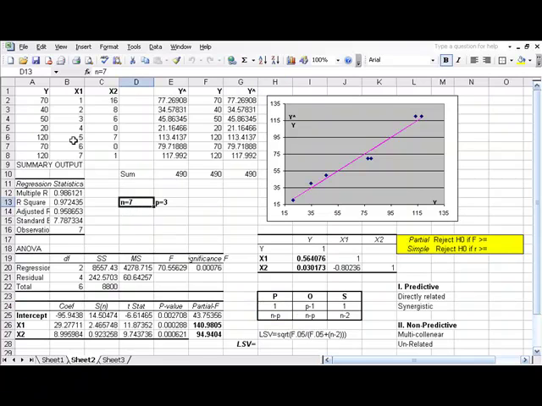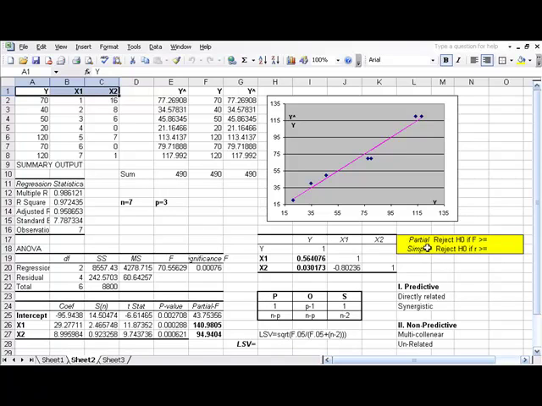N is the number of observations we have, and in this sample we have 7. P is the number of variables we have, which is 3. So that's b sub 0, b sub 1, and b sub 2. So n is 7, p is 3.